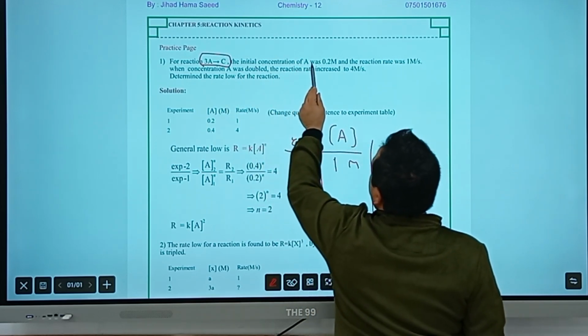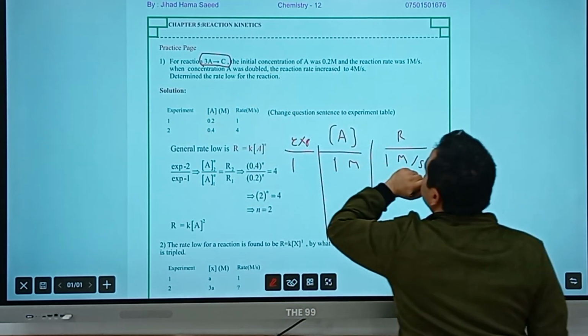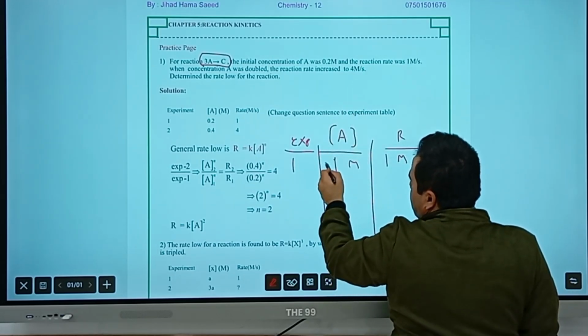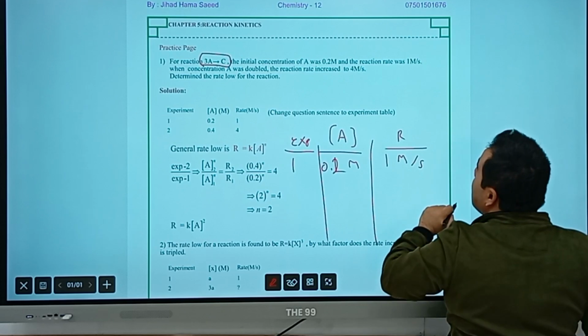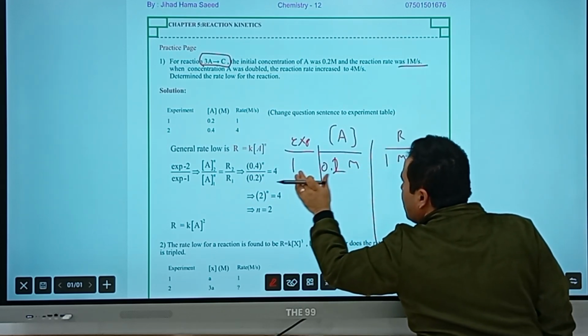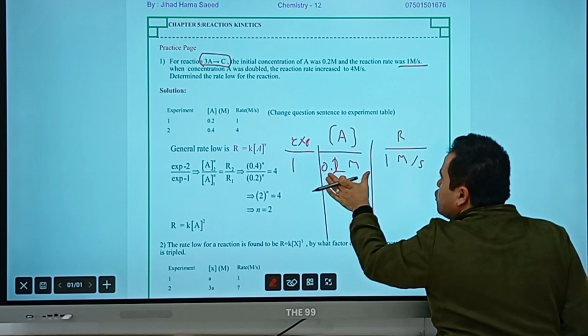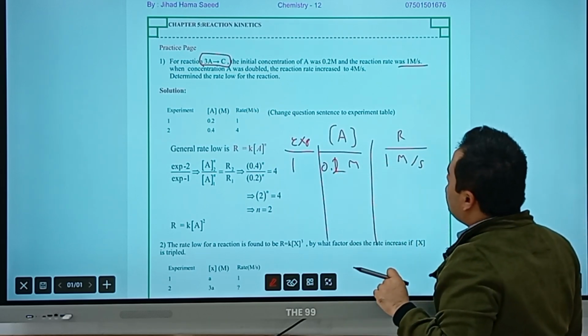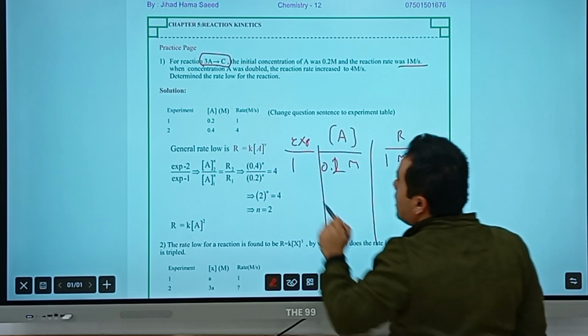This is the first. Second, the initial concentration of A was 0.2 molar. So write, for example, here initial is given 0.2 molar, and the rate was 1 molar per second. So the first experiment is what? With a concentration of 0.2 molar of A, we get a rate of 1 molarity per second.